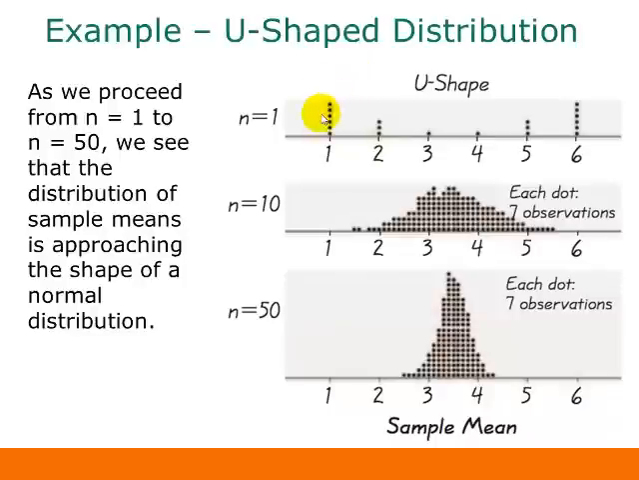And finally, what if we start out with a sort of U-shaped distribution, where it's higher on the two ends and lower in the middle? Still, when n is equal to 10, it's already gone to a somewhat bell-shaped distribution, and when we go all the way to n equals 50, we've got a nice bell-shaped curve.